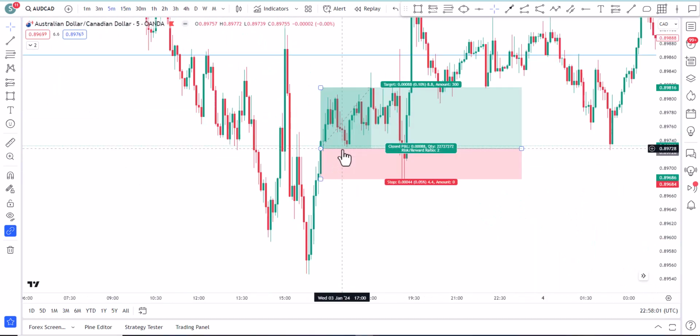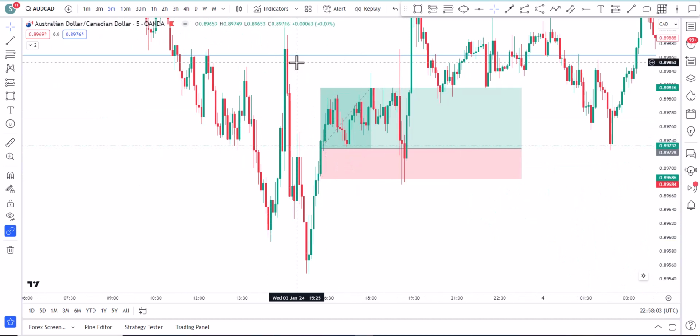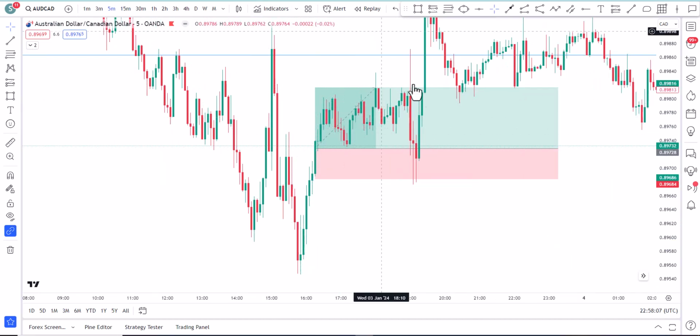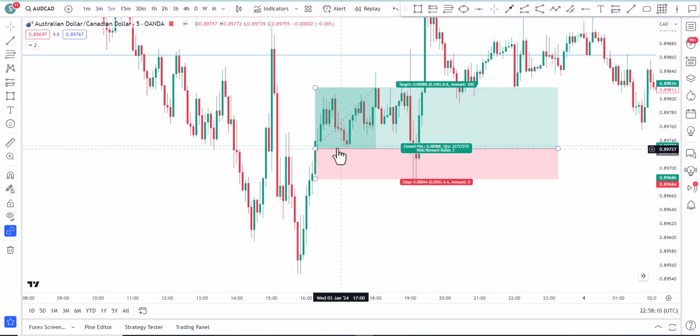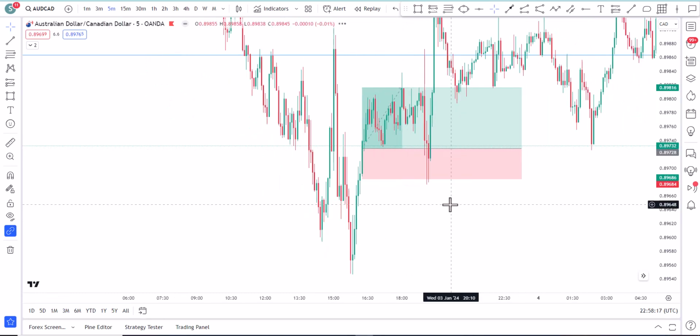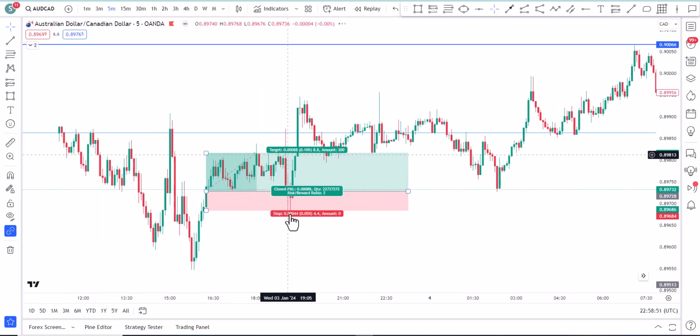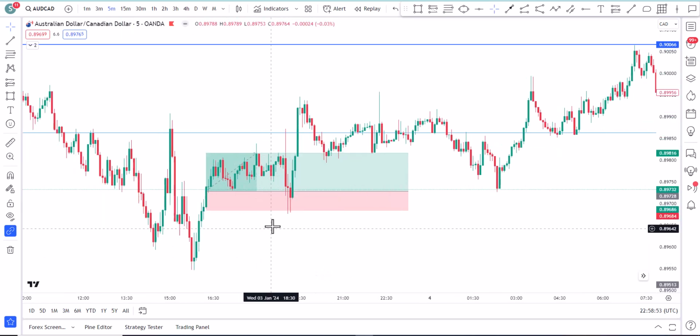Okay, so I saw this simple change of character from this area, and then I decided to wait on the retest or the retracement to enter and trade. I was anticipating a buy. Price definitely came into the area and price whipped me out and then went into my favor.